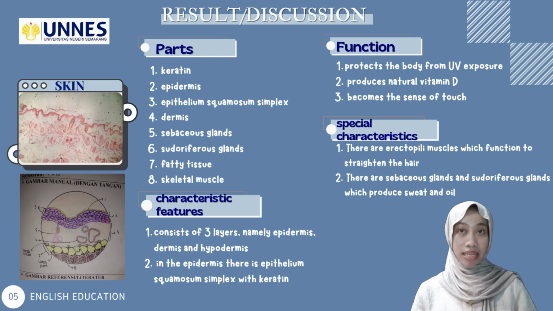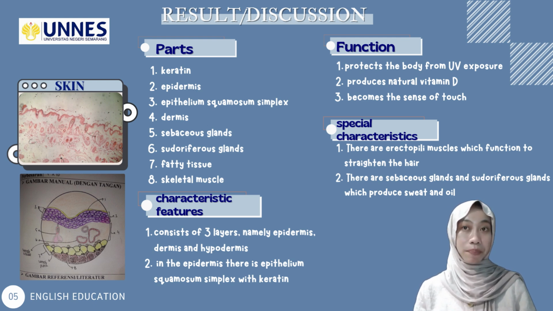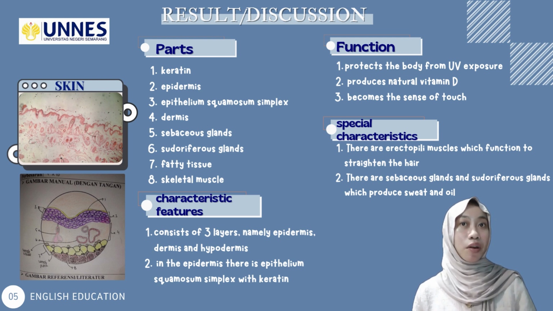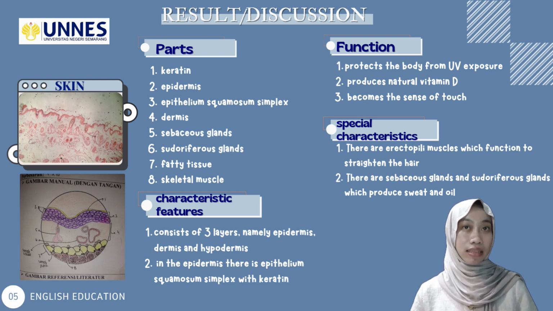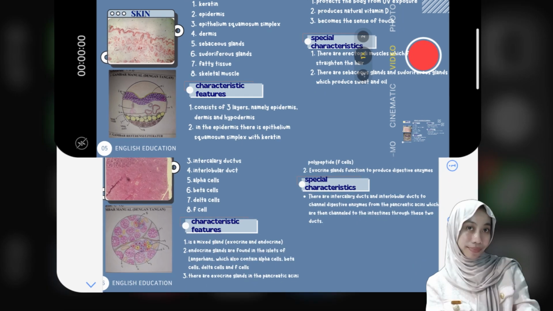In the epidermis, there is epithelium squamosum simplex with keratin. Function of skin is to protect the body from UV exposure, produce natural vitamin D, and serve as the sense of touch. Special characteristic of skin is that there are erector pili muscles which function to strengthen the hair, and there are sebaceous glands and sudoriferous glands which produce oil and sweat.